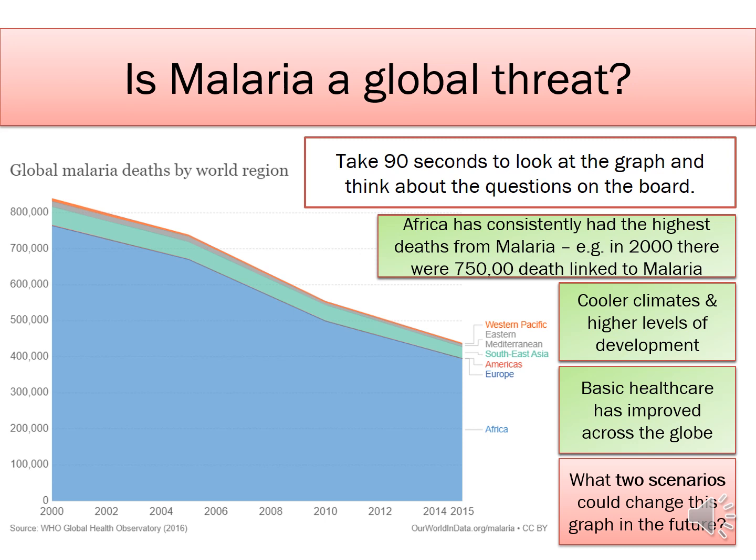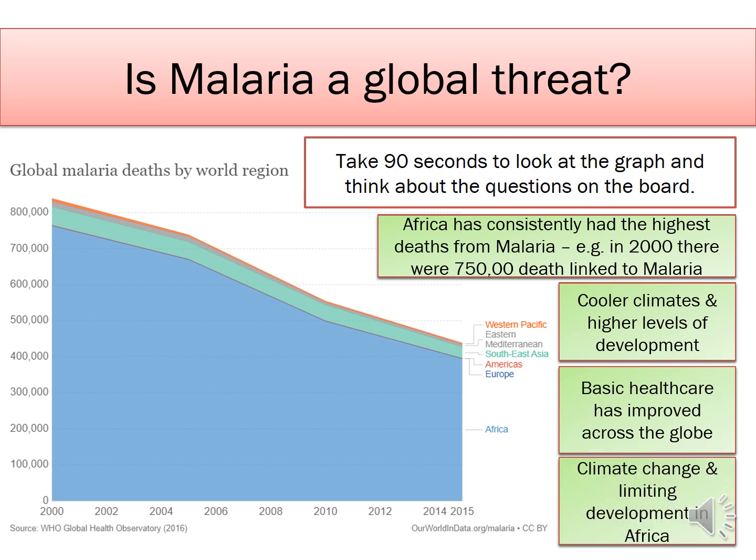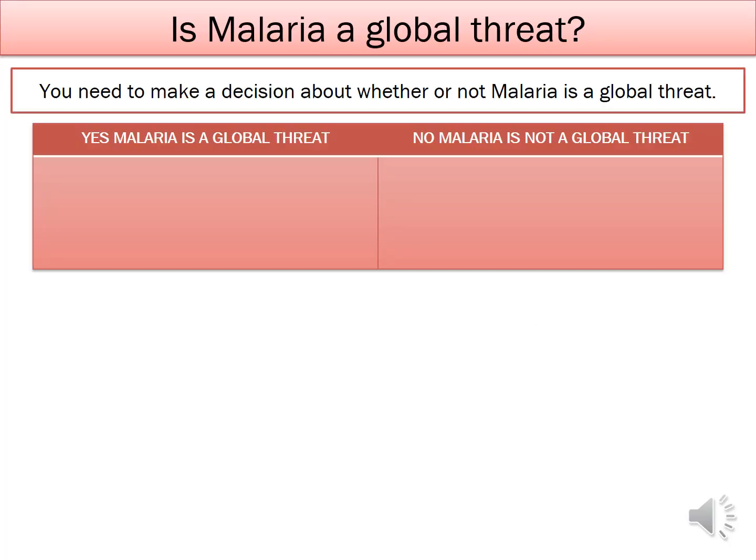And another reason would be limiting the development of Africa. So if we start to hold as a globe, start to hold Africa's development back, and they stop developing, because at the moment Africa is one of the fastest developing continents in the world. So if that development starts to slow down or starts to decrease, again, that will then increase the amount of deaths from malaria.